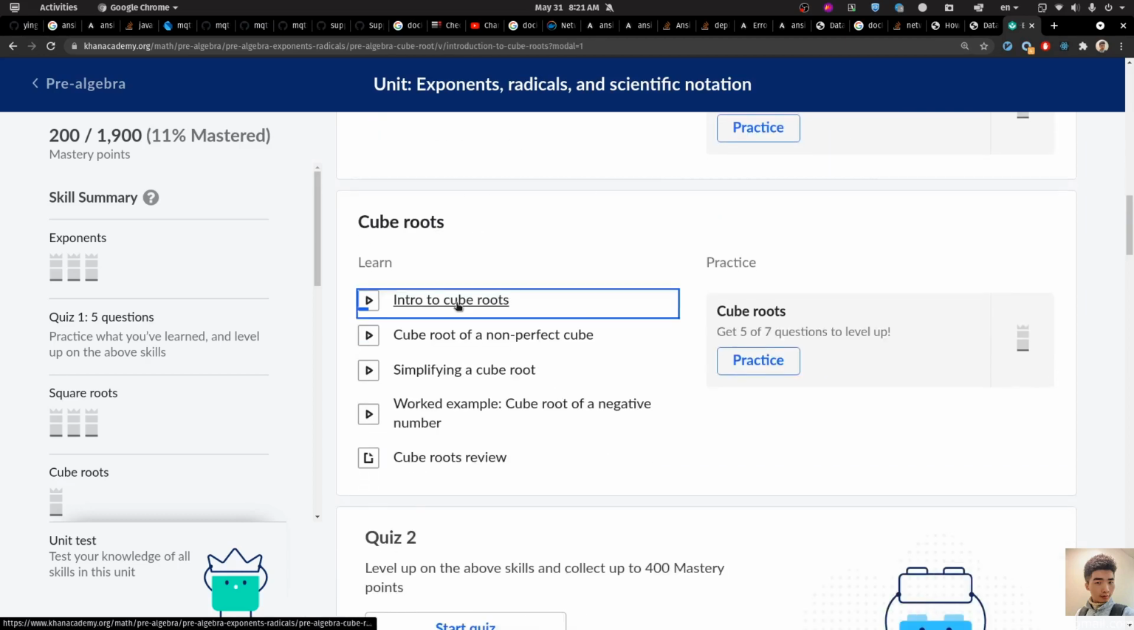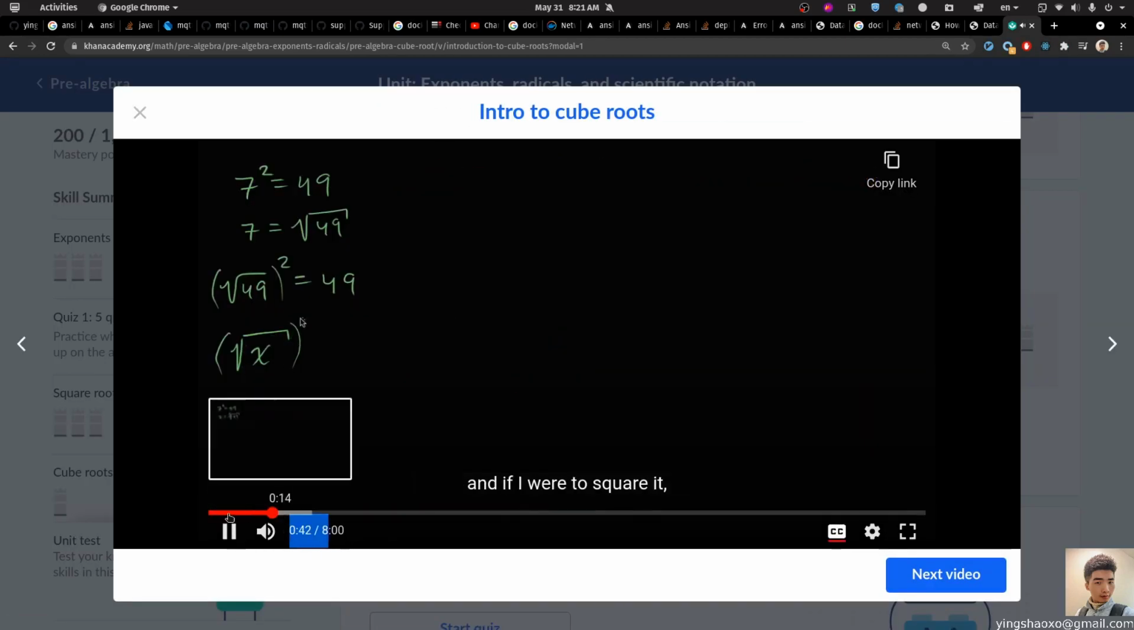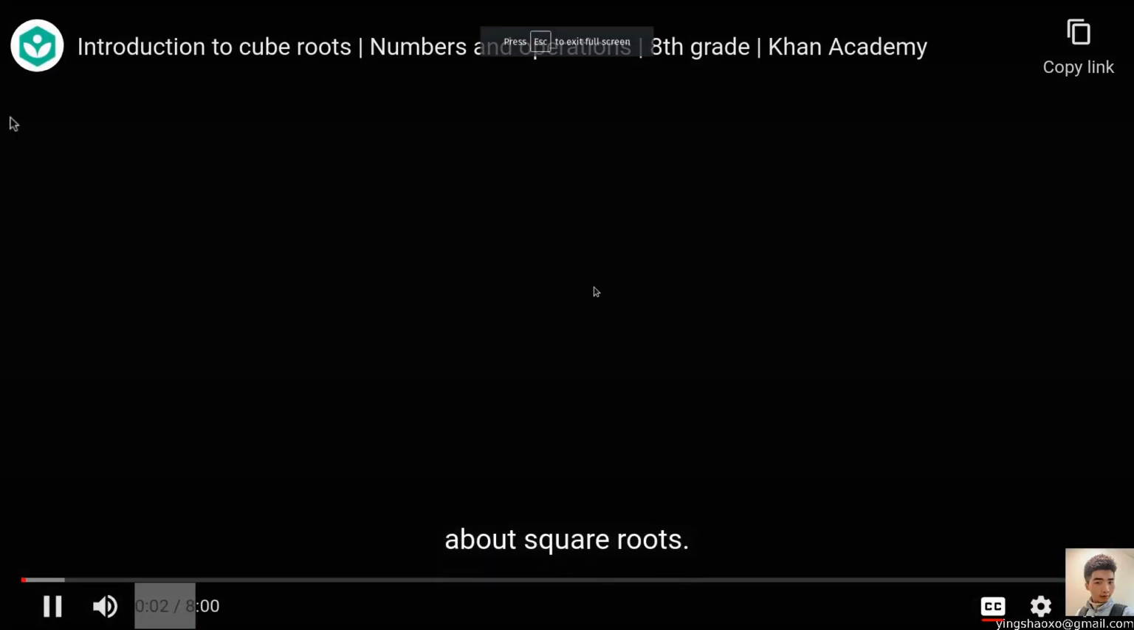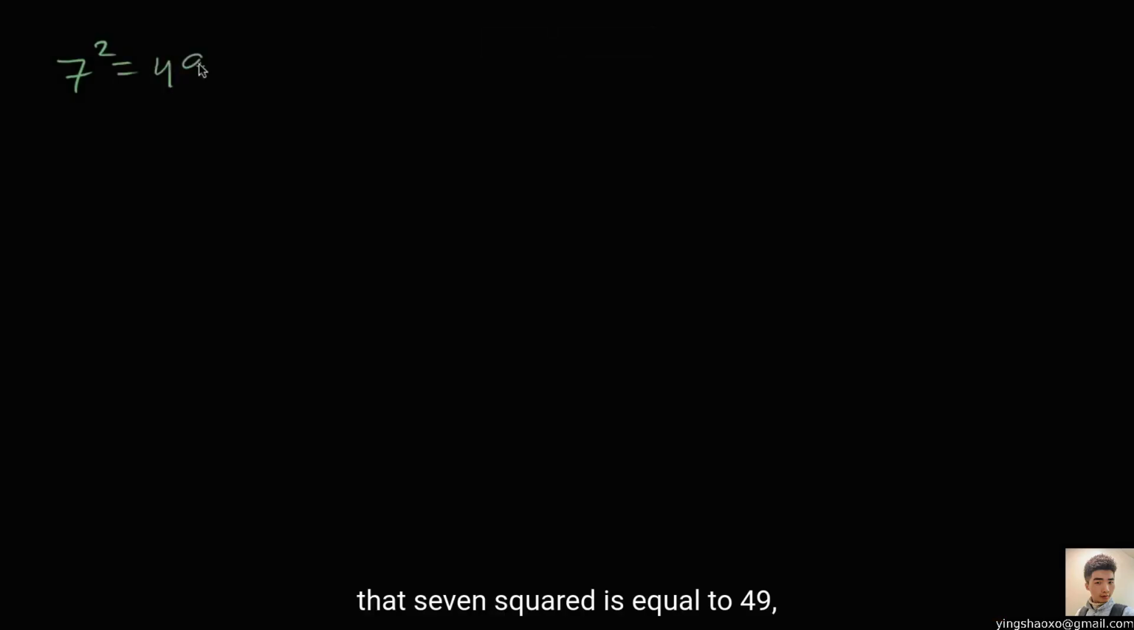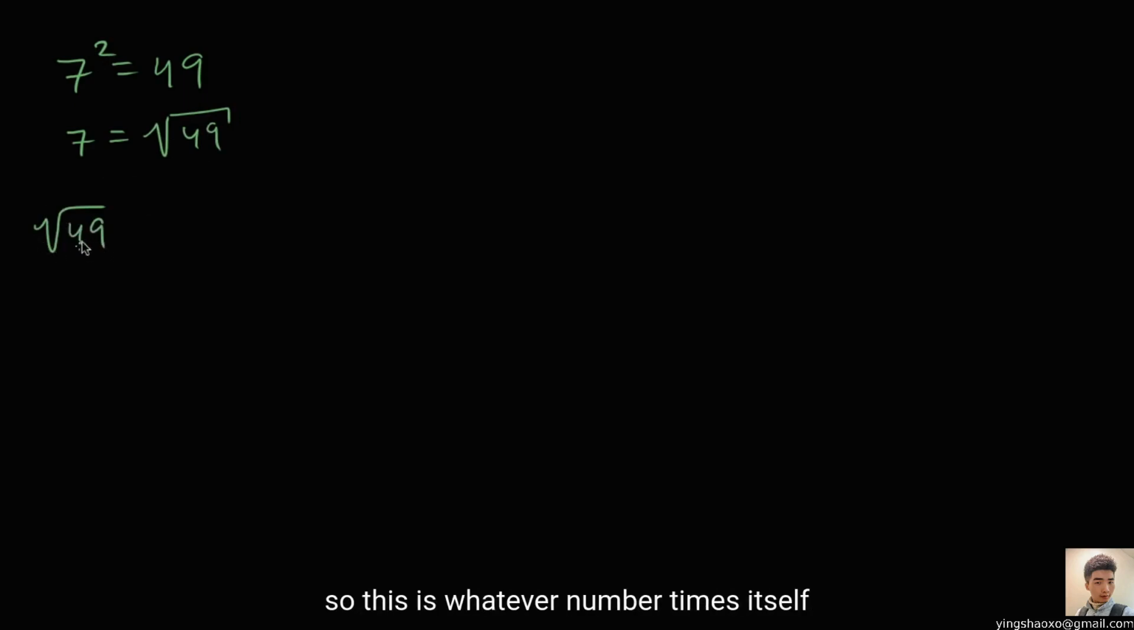So next, cube roots typically. We wanted to figure out what x is, and if I were to square it, I already know a little bit about square roots. For example, if I were to tell you that 7 squared is equal to 49, that's equivalent to saying that 7 is equal to the square root of 49. The square root essentially unwinds taking the square of something. In fact, we could write it like this. We could write the square root of 49. So this is whatever number times itself is equal to 49. If I multiply that number times itself, if I square it, well, I'm going to get 49.